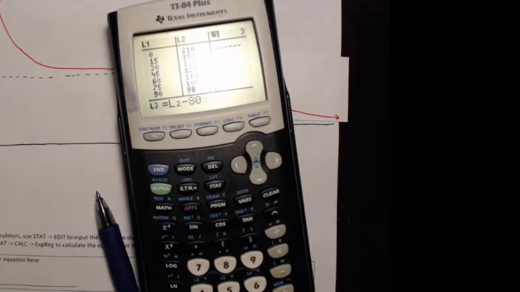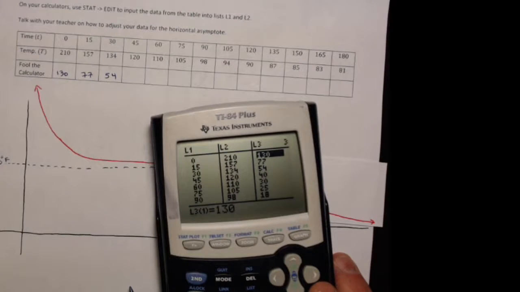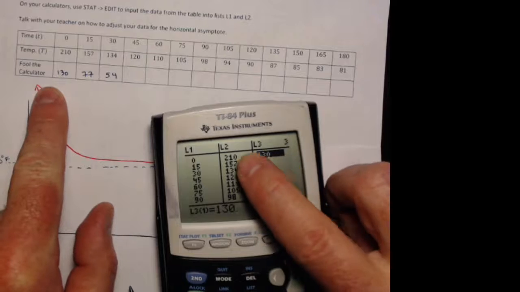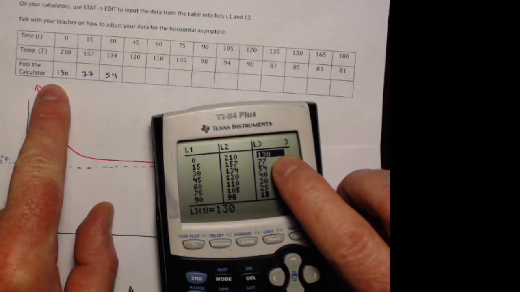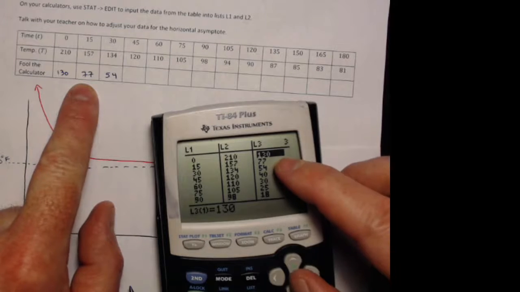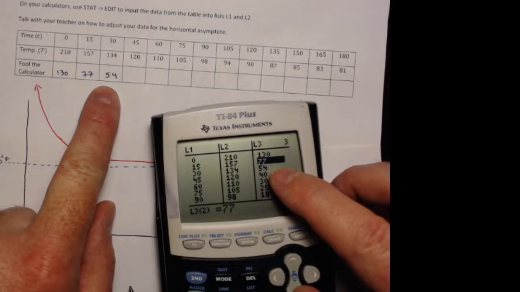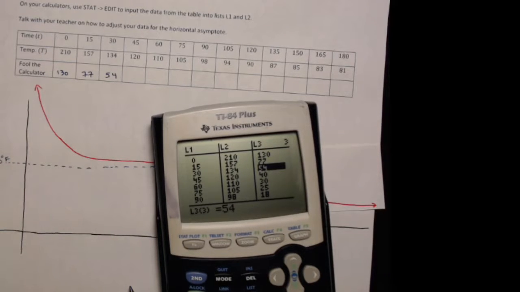So I was up in the title. I hit list 2, subtract 80, and look how it backfilled all those numbers here. And it fits the information here. So it took 210, subtracted 80 for 130. It took 157 and subtracted 80 for 77. It took 134 minus 80 to get 54. Okay, so now what we're going to do, instead of using list 1 and list 2 in our regression, we're going to use list 1 and list 3 for our regression.